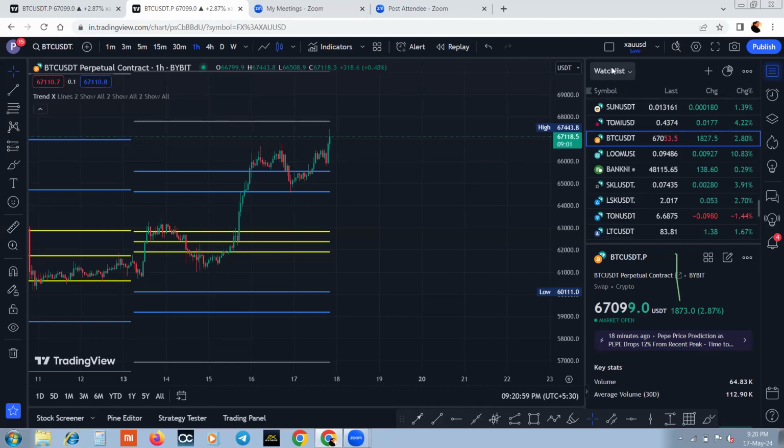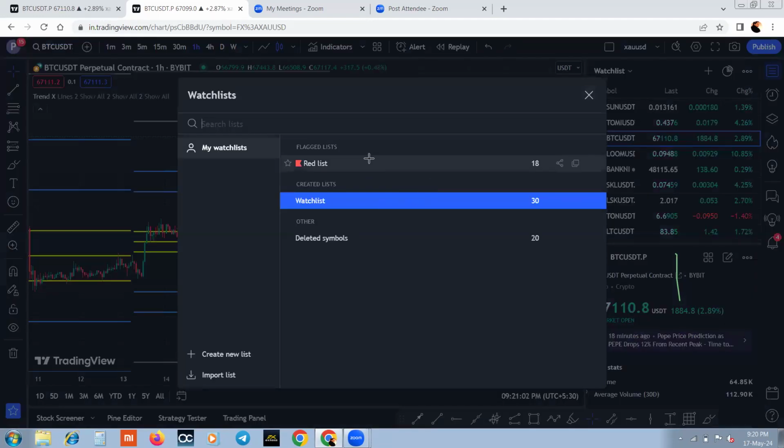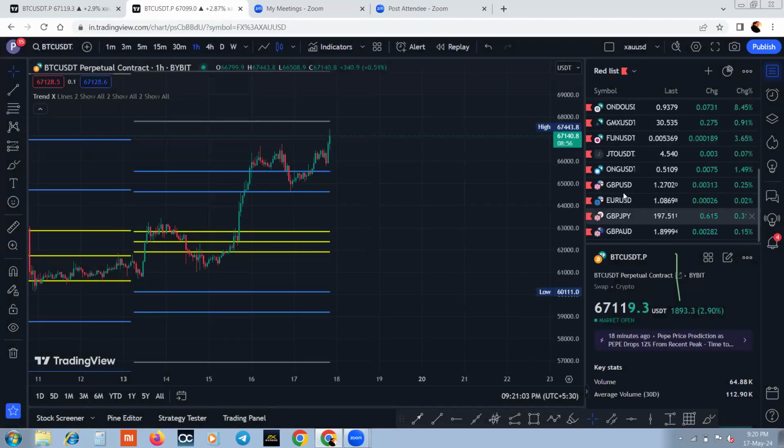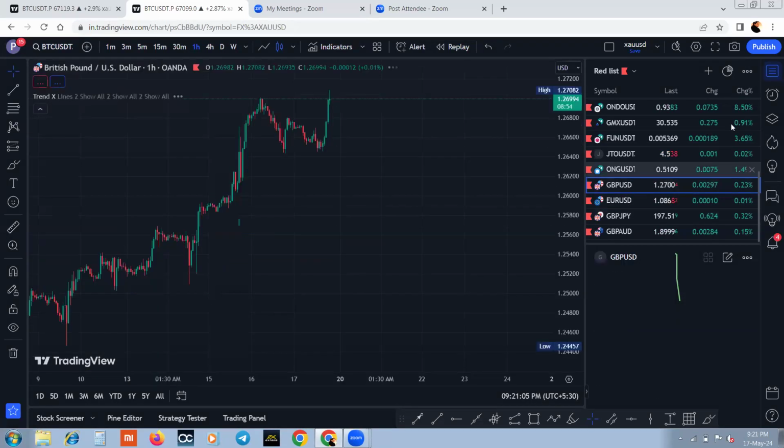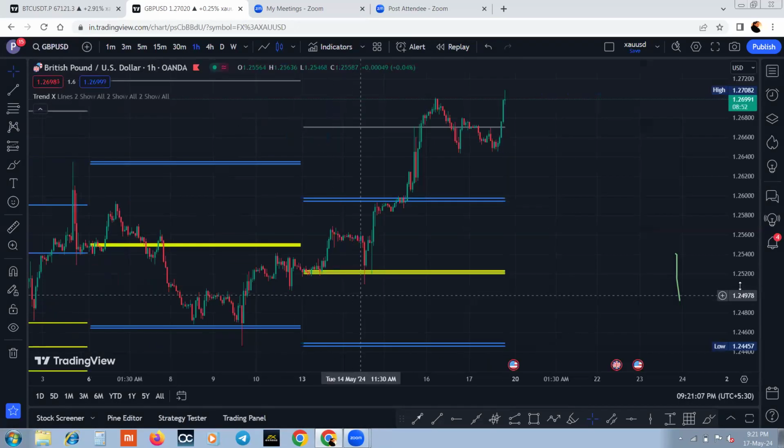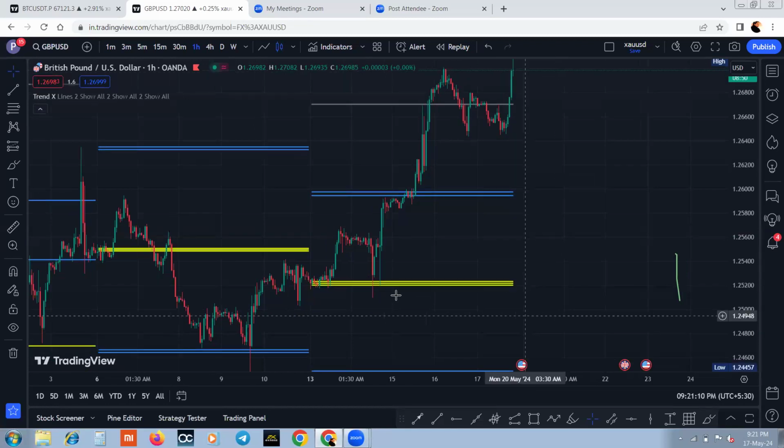Trust me, I took one trade on Monday. Okay, I'll show you. Immediately I took the trade. When I saw this narrow, I took the trade. So my entry was here.